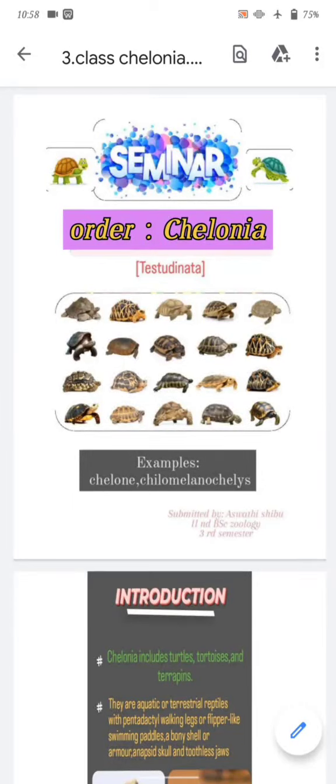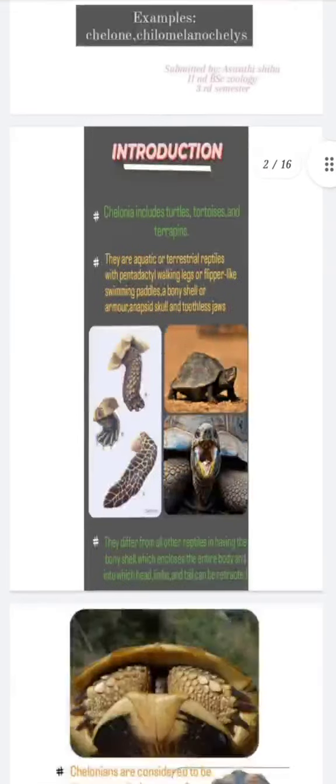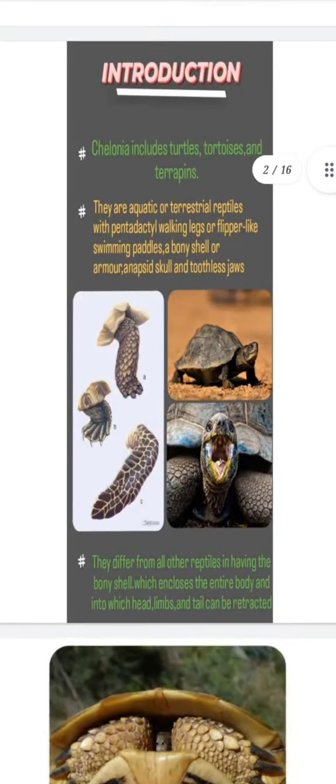Good morning, friends. Today we will study about class Chelonia and the two examples, Chelone and Lissemys... Chelonia includes turtles, tortoises, and terrapins. They are aquatic or terrestrial reptiles with pentadactyl walking legs or flipper-like swimming paddles, a bony shell or armor, an anapsid skull, and toothless jaws.